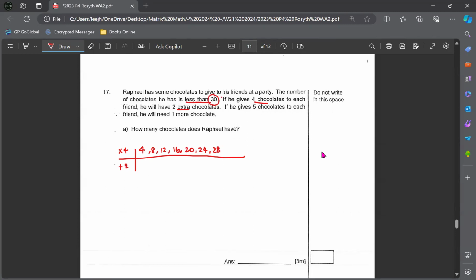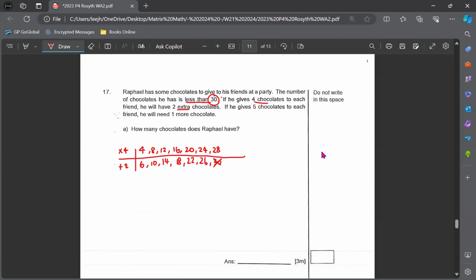Okay? So plus 2: 6, 10, 14, 18, 22, 26, 30. Less than 30, so that one cannot.